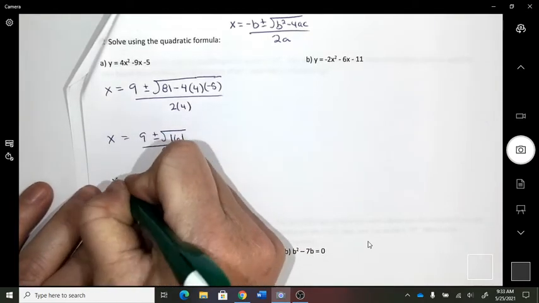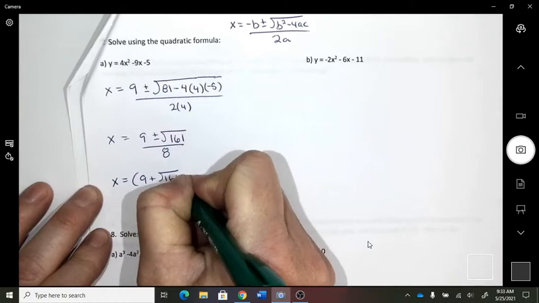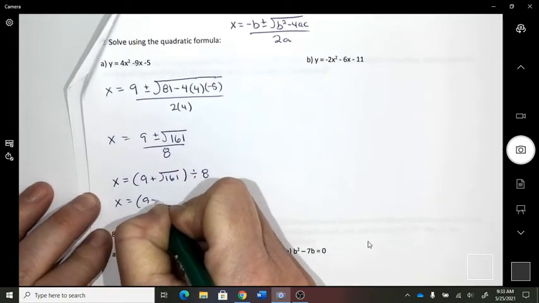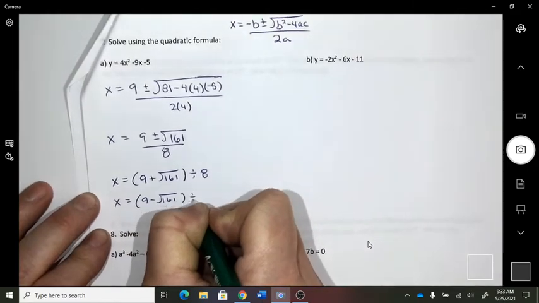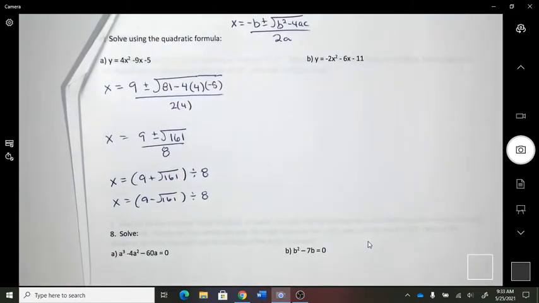Okay, I'm going to show you how I'm going to type this into my calculator. So this is how I'm typing it in.